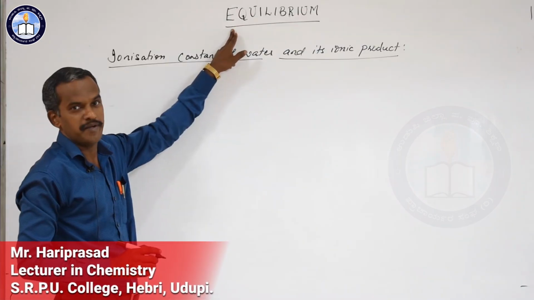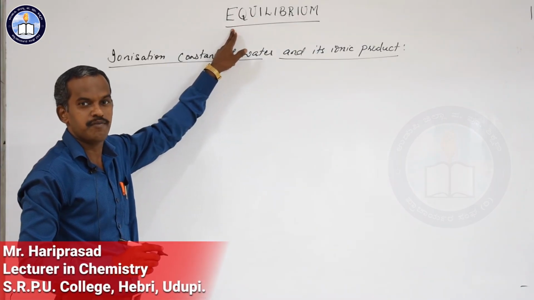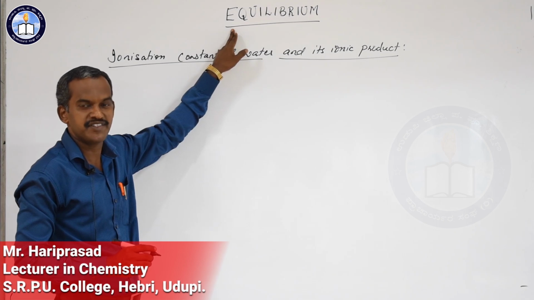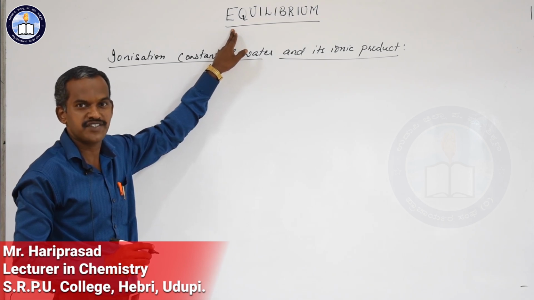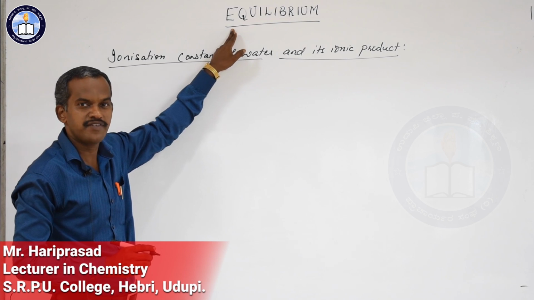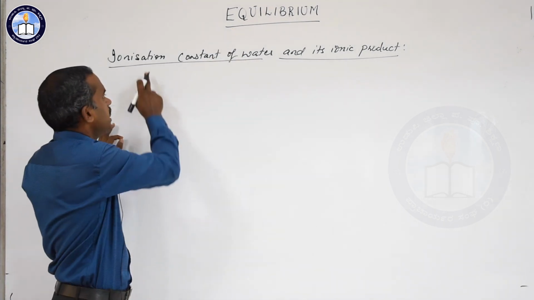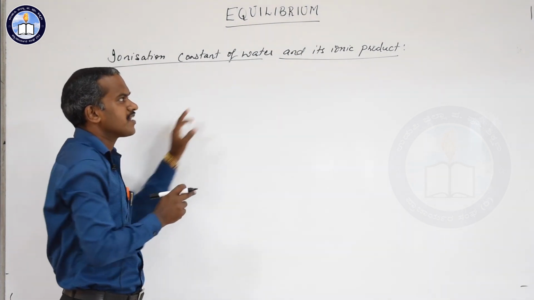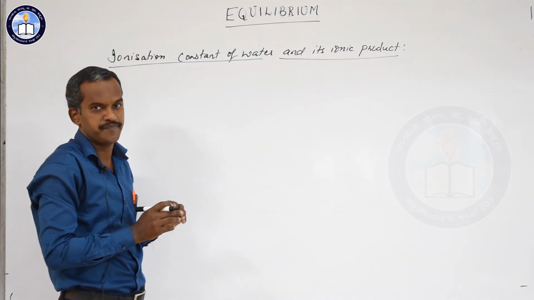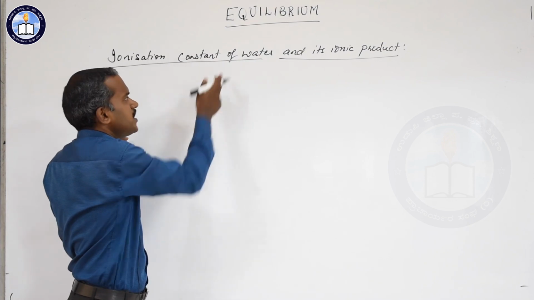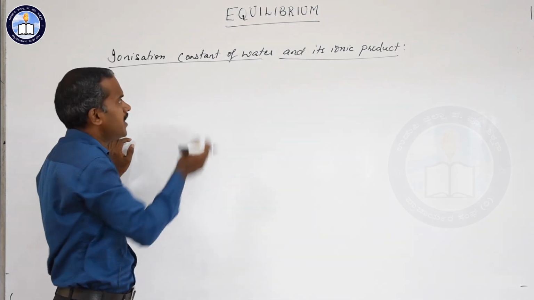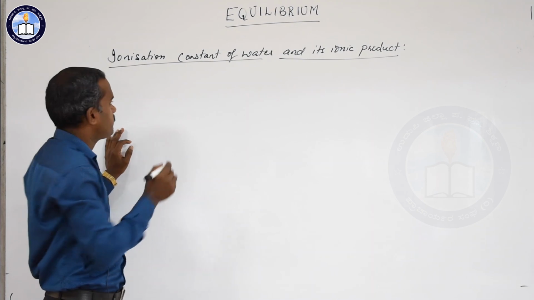In the chapter equilibrium, in the previous video you studied about the different acids and bases, the different theories of acids and bases, and some of the ionization constants. In this class, we will continue with the ionization constant of water and its ionic product. First of all, you all know what is ionization constant, and now let me apply it for water.